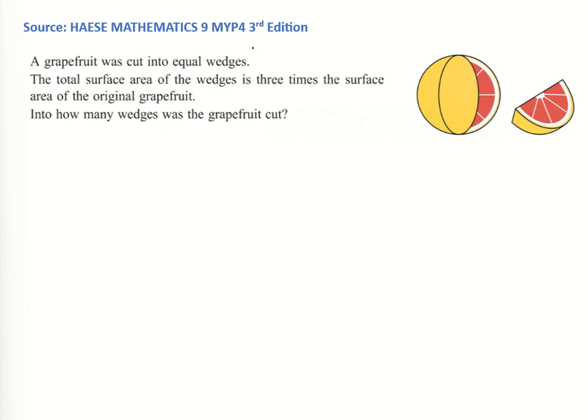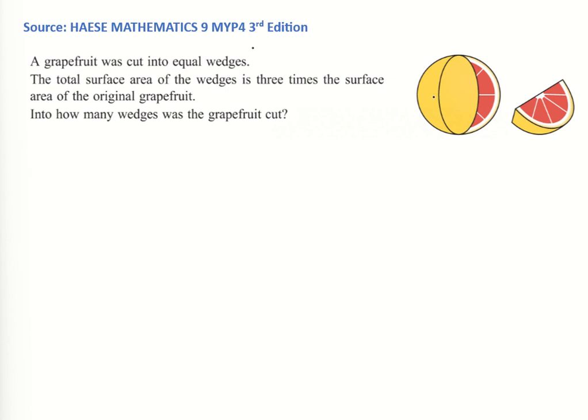So let's begin. The word problem says a grapefruit was cut into equal wedges. The total surface area of the wedges is 3 times the surface area of the original grapefruit. Into how many wedges was the grapefruit cut? Okay, look at this. I think this is the first clue. The total surface area of the wedges is 3 times the surface area of the original grapefruit. Let's take note of this and write it in a shortened form or in a mathematical form.